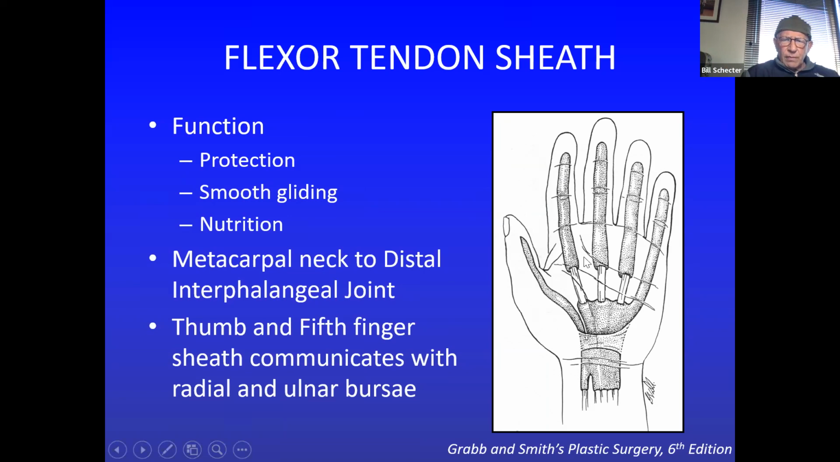Now notice that these sheaths for the second, third, and fourth fingers end in the mid palm. The sheaths for the flexor pollicis longus tendon and the sublimis and profundus tendon of the fifth finger connect all the way into the wrist, as you can see from this cartoon.